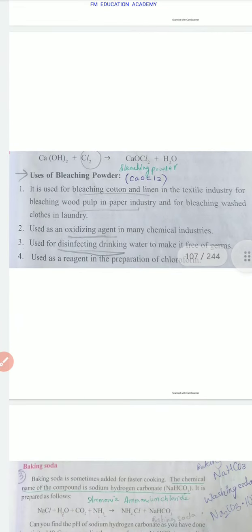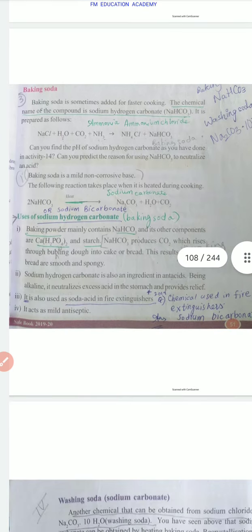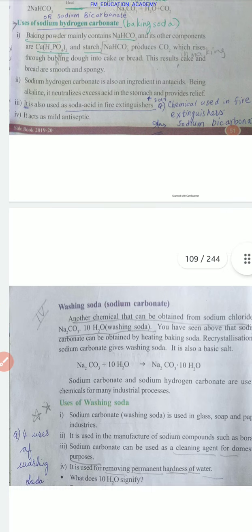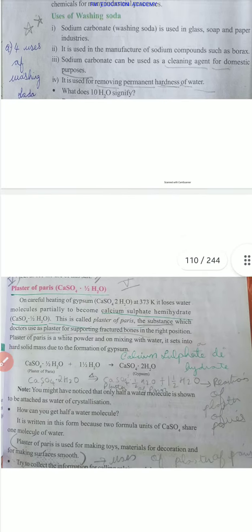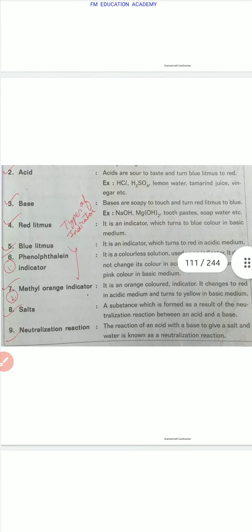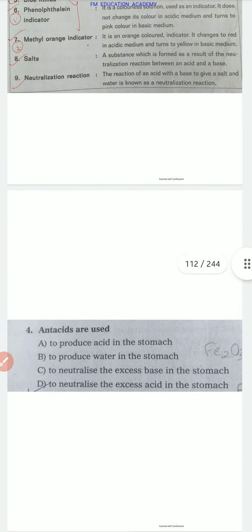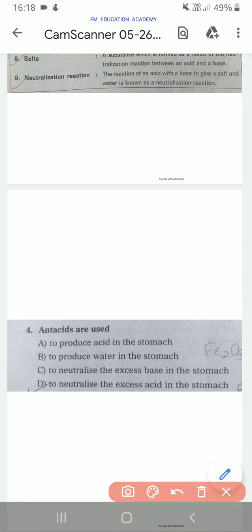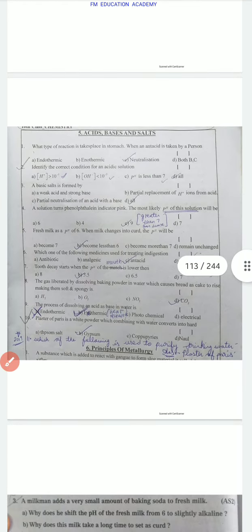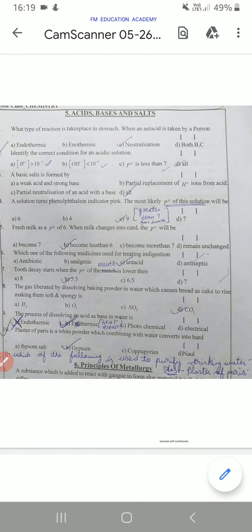See, uses are very important in acids, bases and salts. Uses of bleaching powder, uses of baking soda, uses of washing soda, uses of plaster of Paris. Then you should know what is acid, base, red litmus, blue litmus, phenolphthalein indicator, methyl orange indicator, salt neutralization reaction. As I told you, whenever I'm ticking, marking it important or circling it, it means they are important. Learn those questions. Then these are the objectives of acids, bases and salts. Just study these.